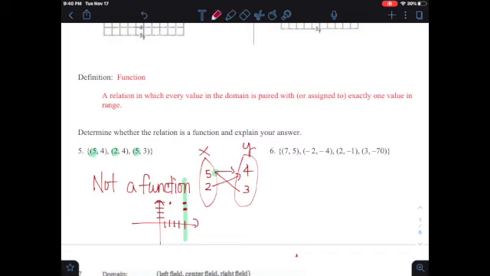Okay, try example 6. If you circle the X values, was any one of them repeated? No. So therefore, this is a function. And you should be able to tell me what my domain is. My domain is the X values, which in this case are 7, -2, 2, and 3. And you should also be able to tell me the Y values. The Y values in this case will be 5, -4, -1, and -70.